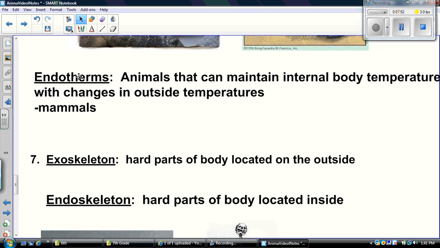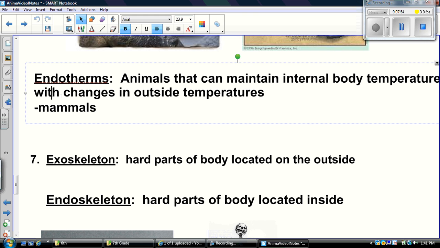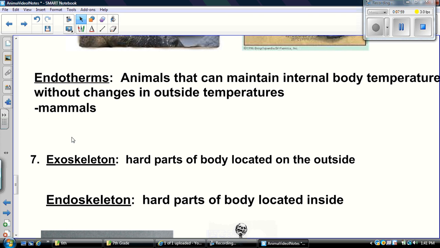So we keep an internal body temperature of around 96, 97 degrees Fahrenheit. And whether it's warm or cold outside, our body does the best it can to keep that. Obviously, if the temperature's too extreme, too warm or too cold, we have to adjust for that. So all mammals are endotherms.